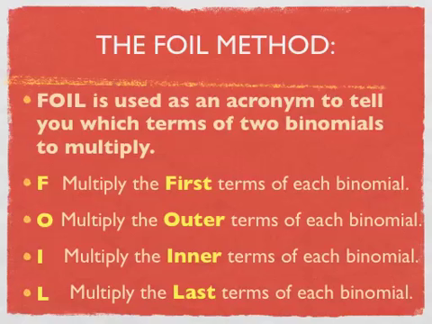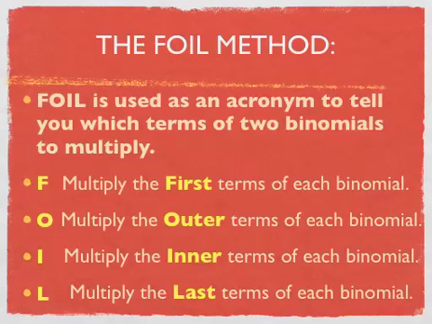So FOIL, F stands for multiply the first terms of each binomial. O stands for multiplying the outer terms of each binomial. By outer, I mean the first term of your first binomial and your last term of your second binomial. So they're going to be your two terms at the very beginning of your multiplication problem and at the very end of your multiplication problem.